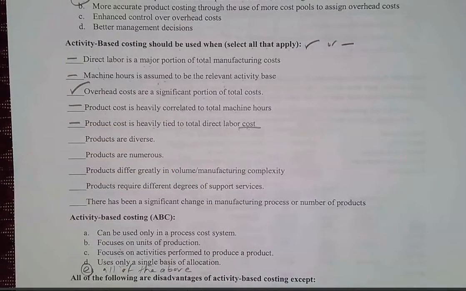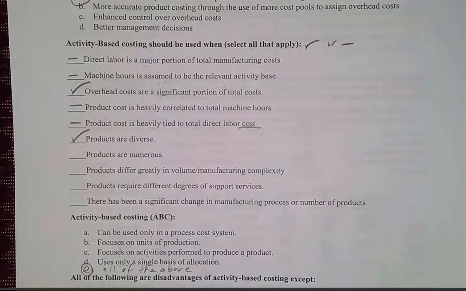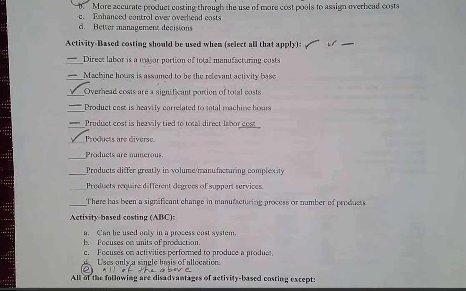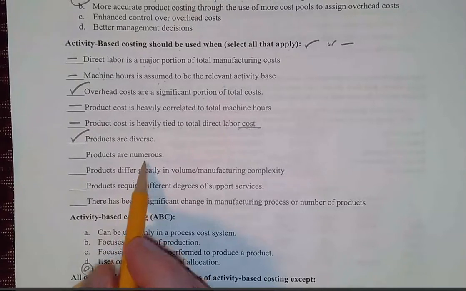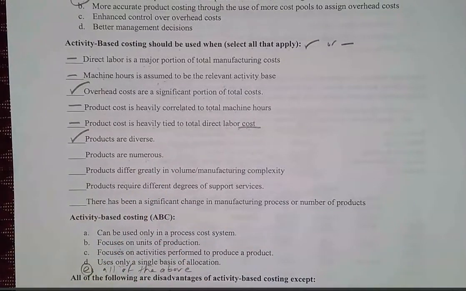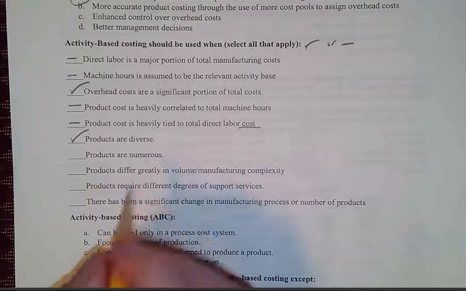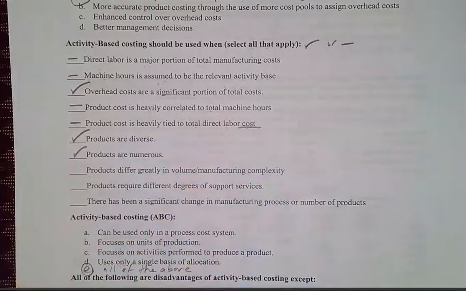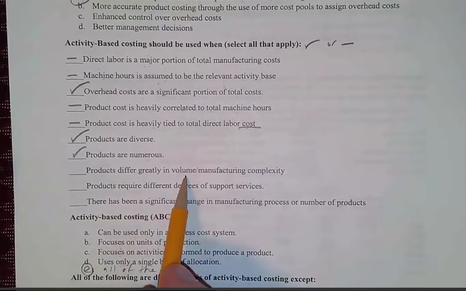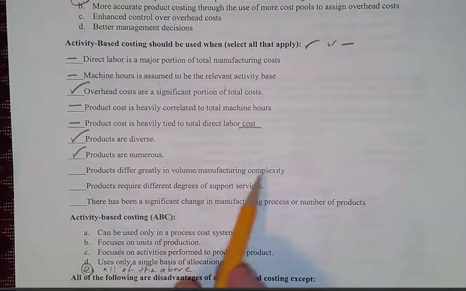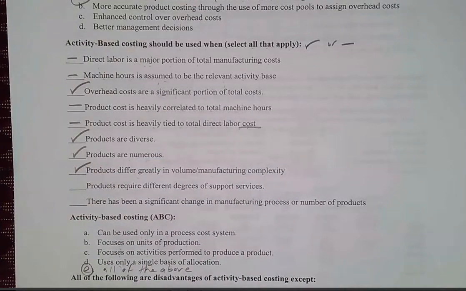Products are diverse. Well, if that's the case, we're probably going to have different cost drivers, so we need activity-based costing. Products are numerous. It's not clear whether we're talking about volume or the total number of offerings, but either way, activity-based costing could be used here. Products differ greatly in volume and manufacturing complexity. This is absolutely a time when we would use activity-based costing.